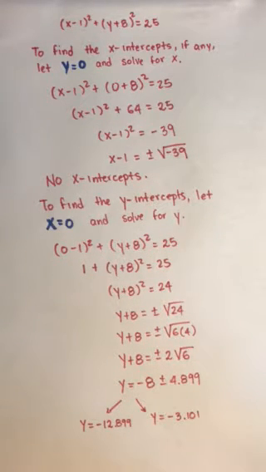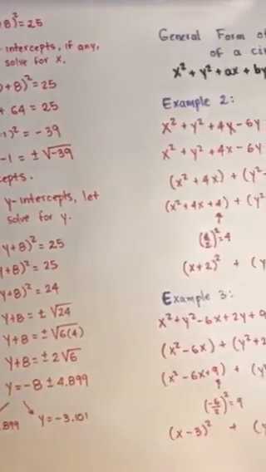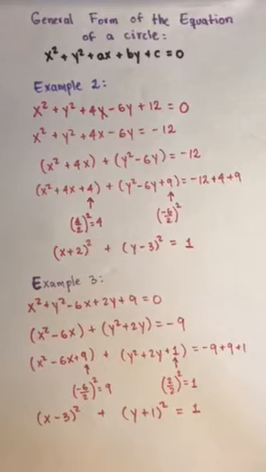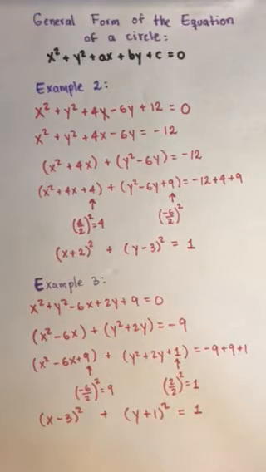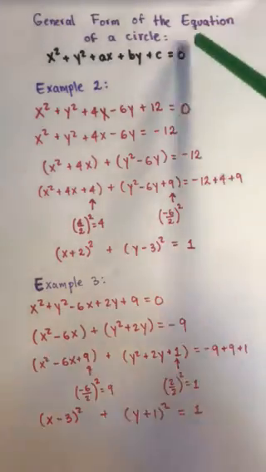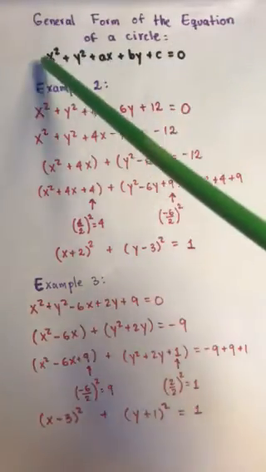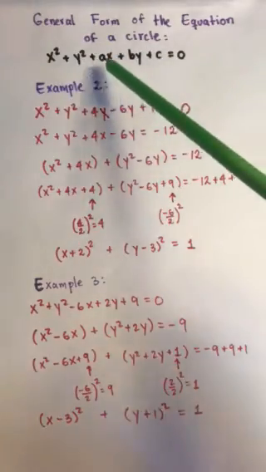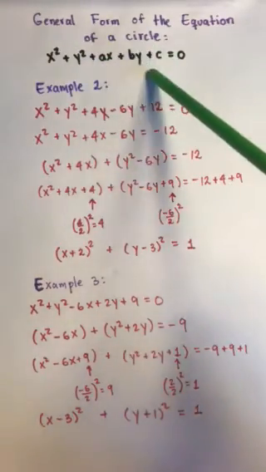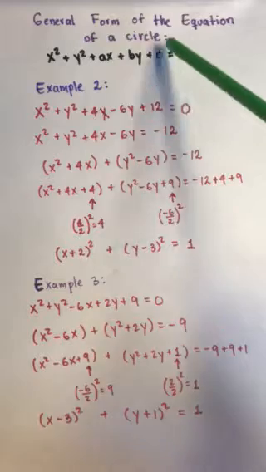Okay, so far we have been working with the standard form, but now we're going to learn what to do with the general form of the equation of a circle. The general form of the equation is something like this: you have x squared, y squared, a number multiplied by x, a number multiplied by y, and the constant.